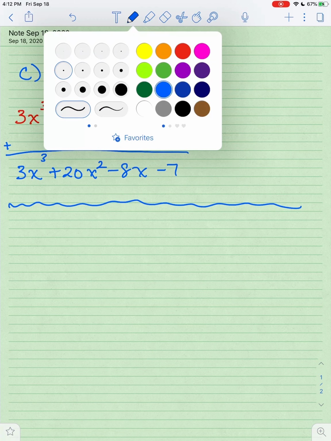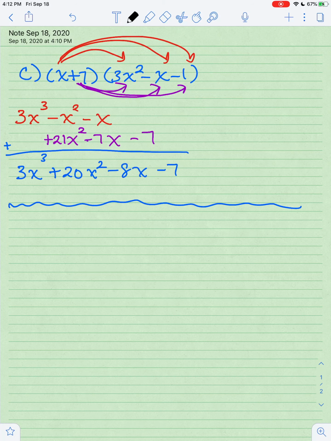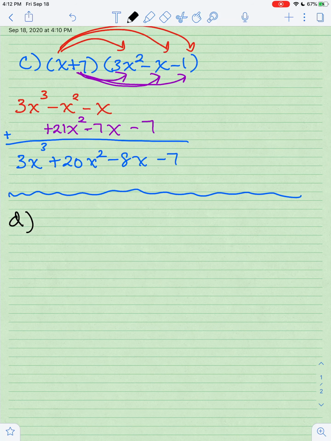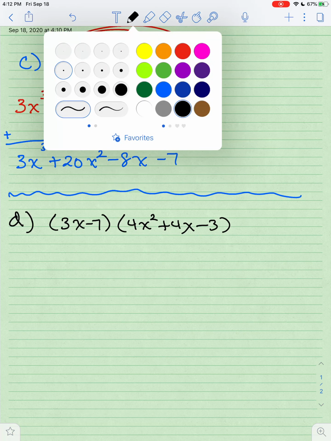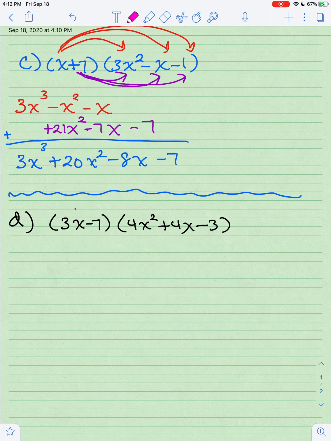Okay, so I'm going to go ahead and we'll work on part D together as well. You can get one more example of that. So in part D, we are going to have 3x minus 7 as our binomial. And our trinomial is 4x squared plus 4x minus 3. And we will start with our distributive property. We're going to take the 3x times everybody. So 3x times 4x squared becomes 12x to the third.